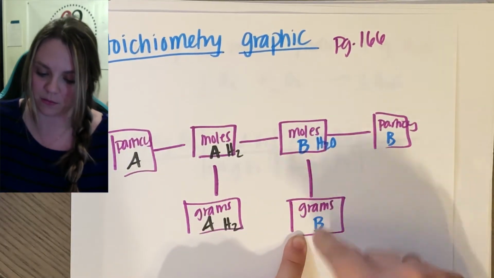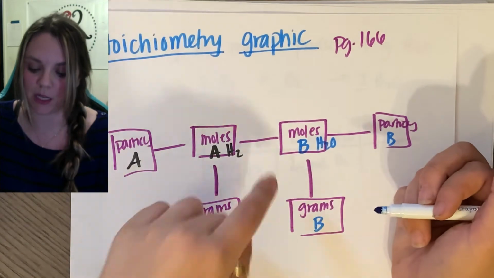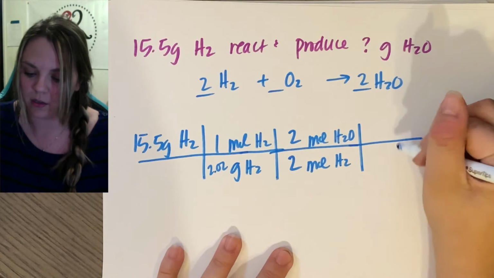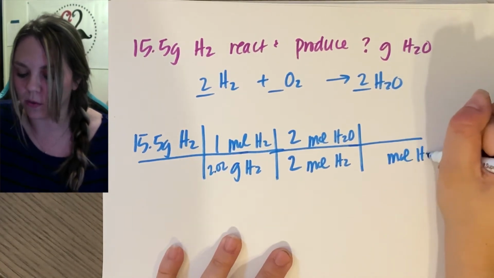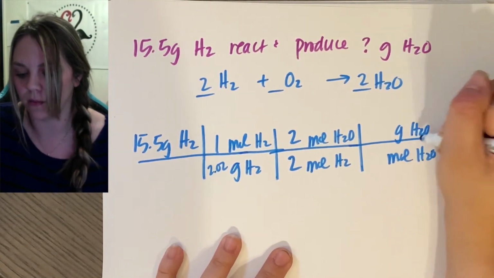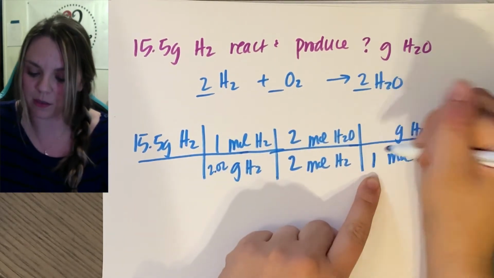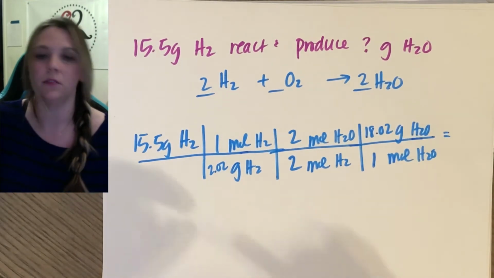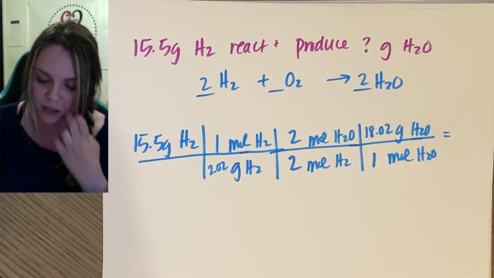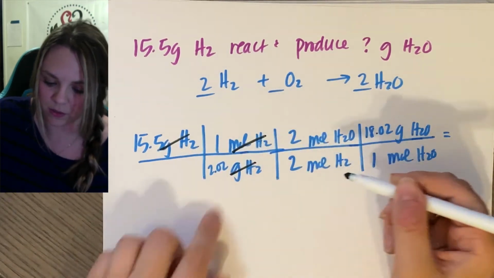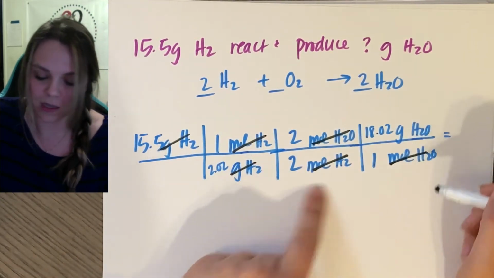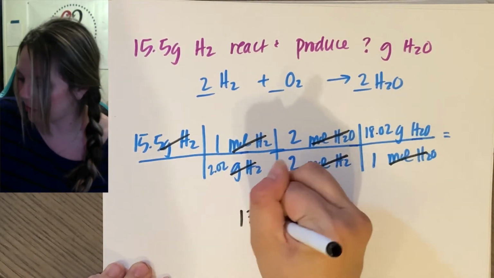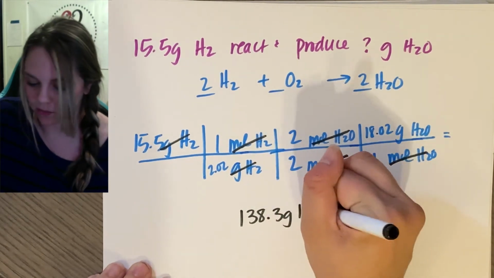And then it asks me to get to grams of water. So you go from moles of my substance B to grams of my substance B, and in this case it's water. So get out of moles of water, get into grams of water. Mole to gram is going to be your molar mass, 18.02. You put it into your calculator, and you make sure that all of your units cancel appropriately, and they do. And you should get an answer of 138.3 grams of water.